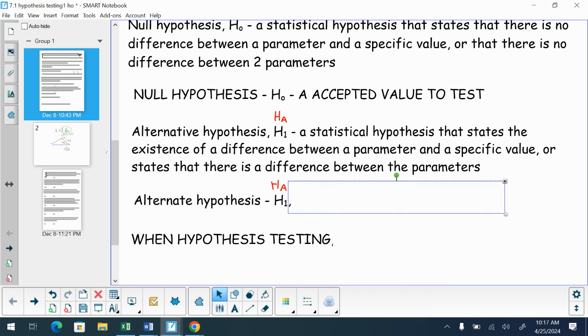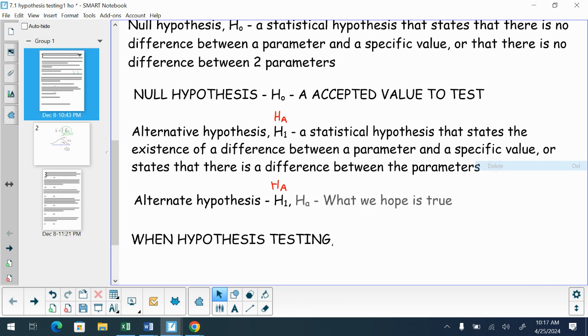A lot of times with the alternate hypothesis, how we can simplify this is basically what we hope is true. The null hypothesis is an accepted value. The alternate hypothesis, we want to say, no, that's not true. What we hope is true, we want the bottom value. That's what we hope is true, the alternate hypothesis.